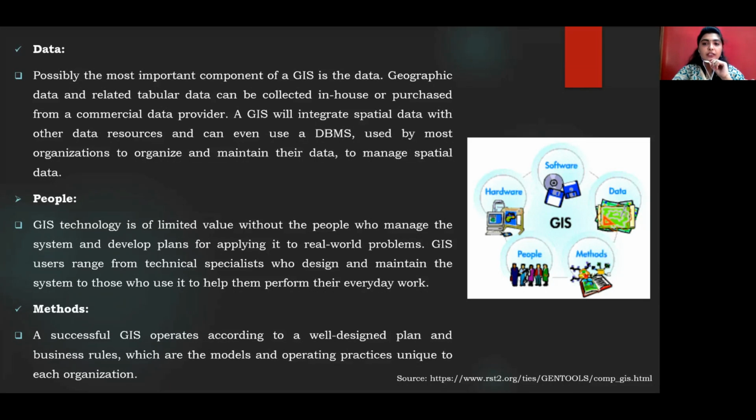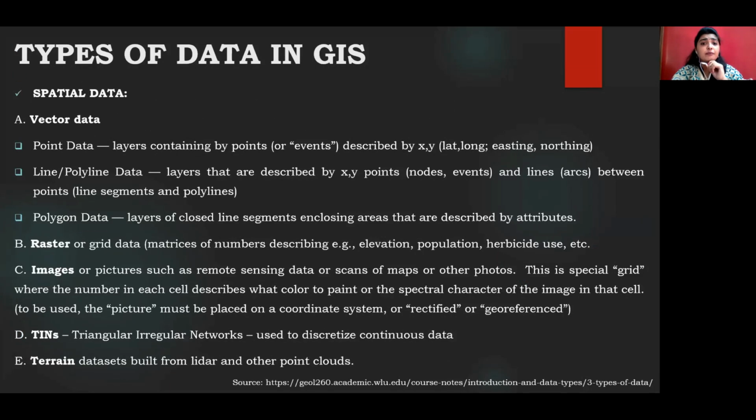So if one or the other thing is missing, it is very difficult to actually use GIS, or in that case to be a GIS specialist. If I have the hardware and I don't have the software, I can't do anything. If I have the data and I do not have the software, I can't do anything. If I have the hardware, software, data, and methods, and I don't have people, I can't do anything. So each and every component is very, very important.